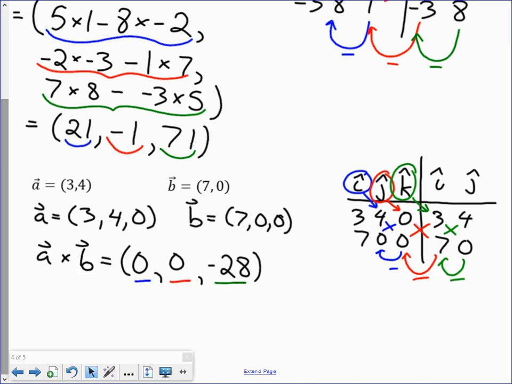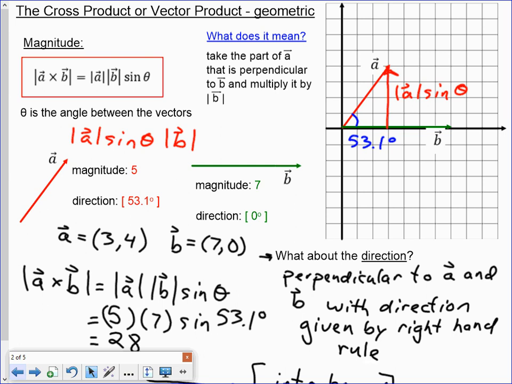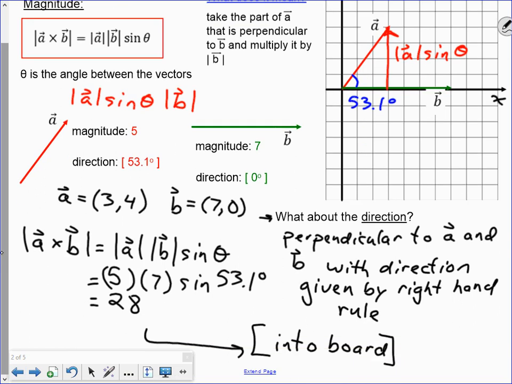So when we do the cross product of those two vectors, A and B, we get 0, 0, negative 28. So a vector with a magnitude of 28, which is traveling in the negative z direction. So if we return to our picture here, our x-axis is over here, our y-axis is up here, our z-axis is going to be coming out of the board vertically. So our vector 0, 0, negative 28 has a magnitude of 28 and is traveling into the board. Okay, the same answer that we got when we did this geometrically. All right, and that's the cross product.